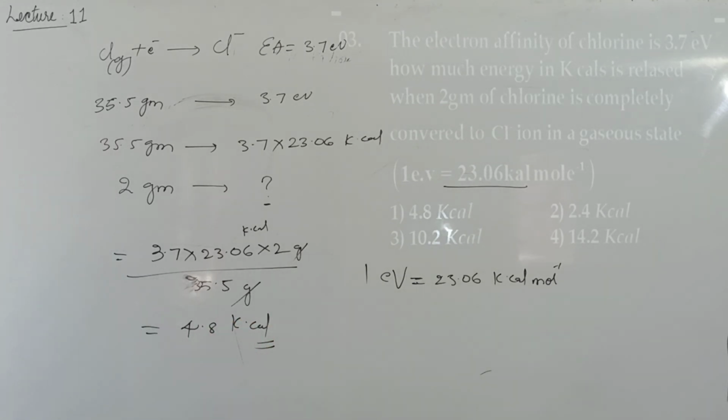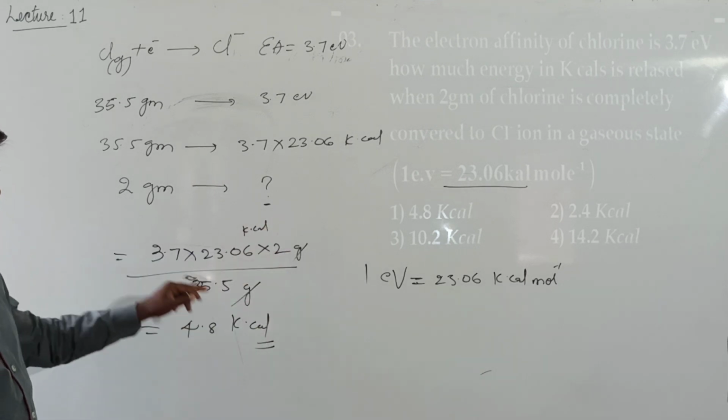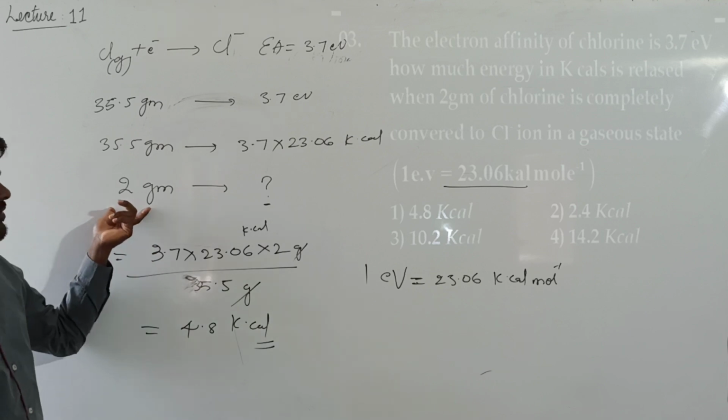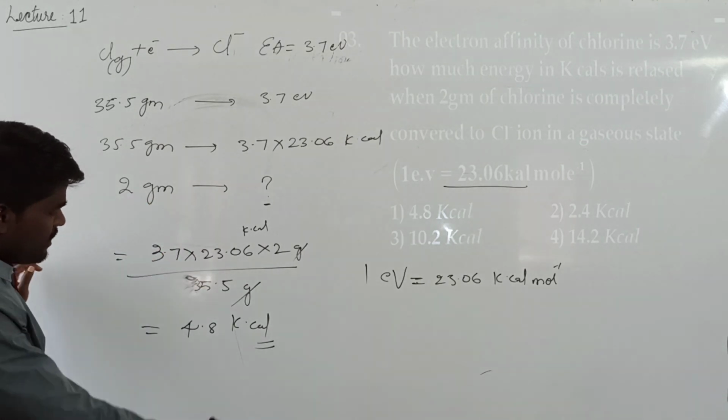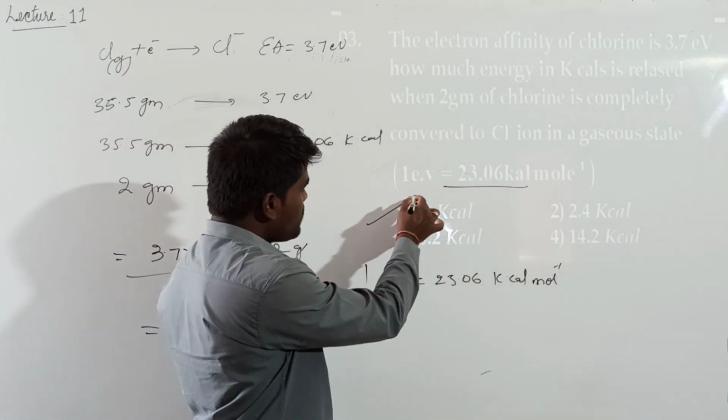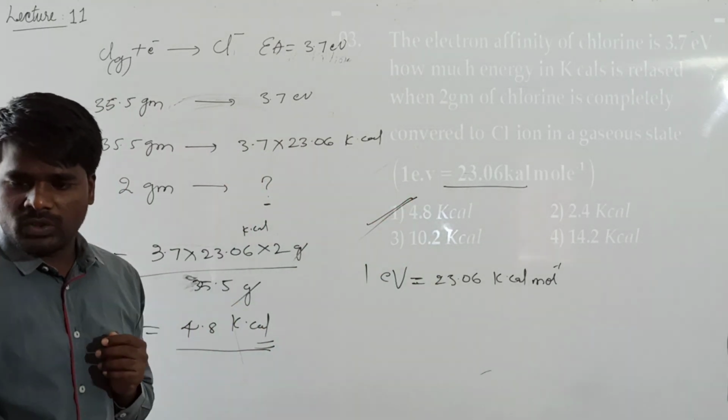The amount of energy that will be released when 2 grams of chlorine is converted to Cl minus will be 4.8 kilocalories. So let us see where we have the proper option. In the first option itself we have the correct option. Hope it is clear.